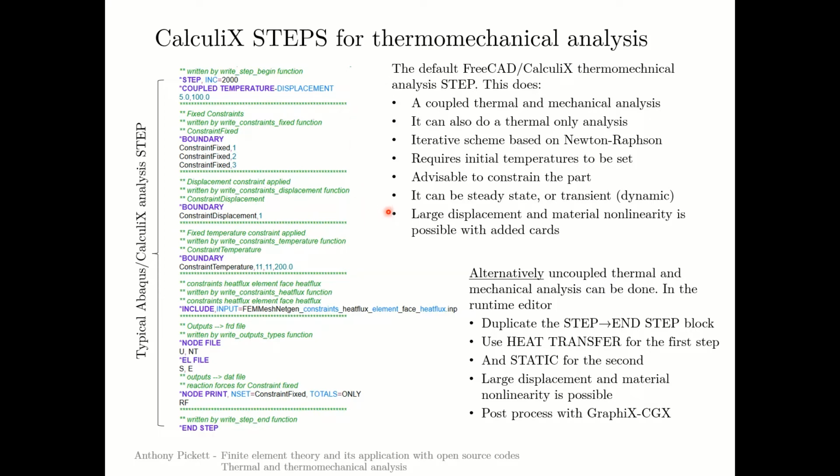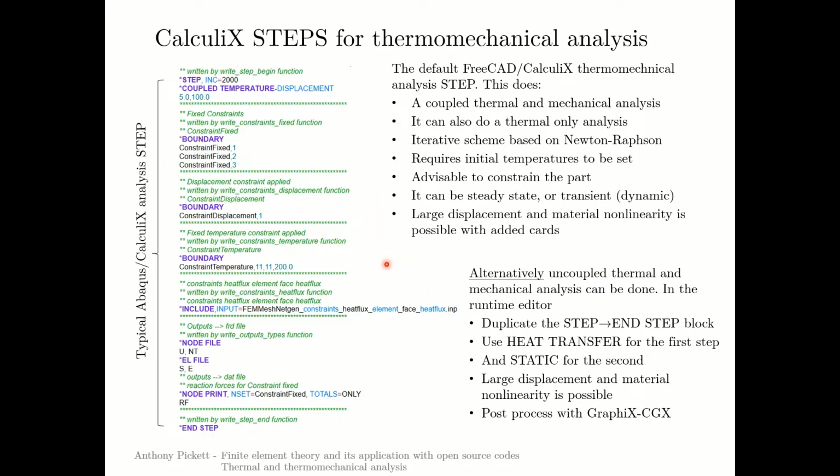It can also handle large displacements. You would have to put in here geometric nonlinear. And it can also handle material nonlinearity. For this, you would simply have to define a plasticity curve, for example, for your steel material, and then it would do a nonlinear material analysis on Mises, for example.